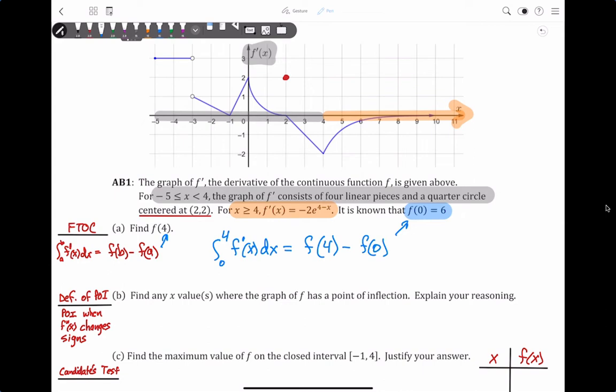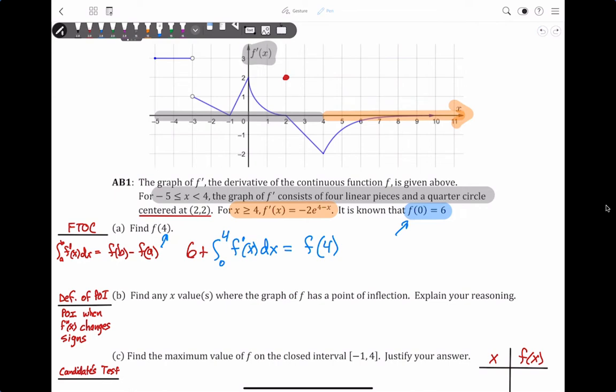Now, we know f of 0. f of 0 is 6. That was given to us already, so I'm just going to go ahead and put 6. Our goal is to find f of 4 all by itself. So we're going to end up moving this to the left side of the equal sign and making it a positive 6. When we added it to the left side, it was plus 6, and there was an already understood positive coefficient in front of this integral right here.